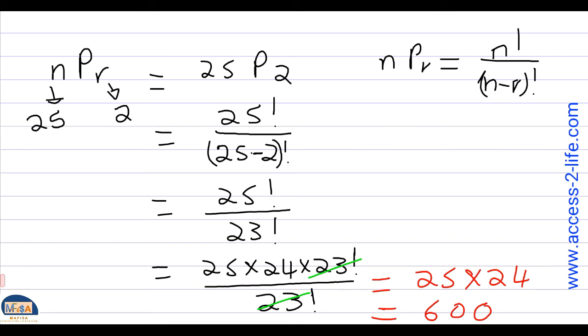So for the president's position, there are 25 candidates, and then if the second position we're selecting for is the vice presidency, we only have 24 candidates left. So we've got 600 possible ways of selecting both the president and the vice president out of a class of 25 students.